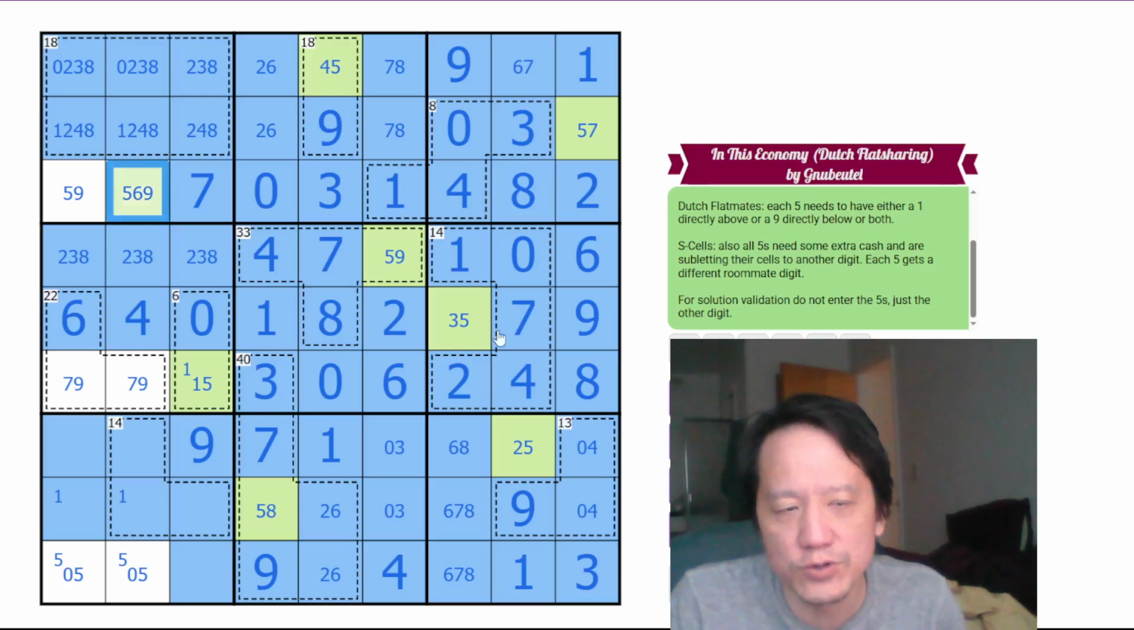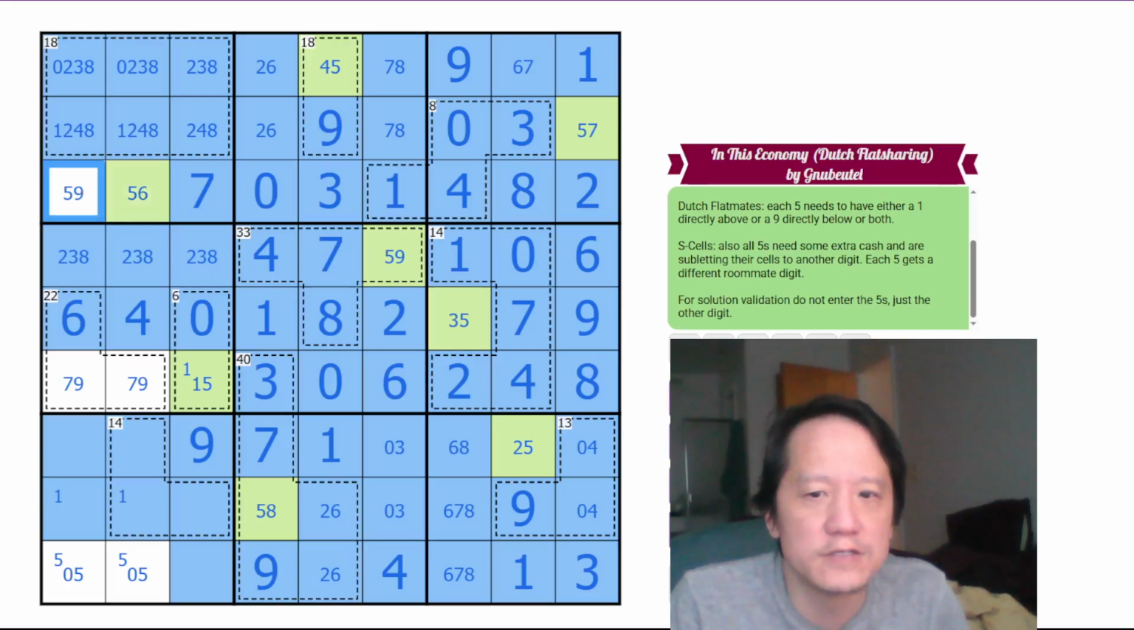So this is the Schrodinger. And this is 9, which is not Schrodinger. So this can't be Schrodinger here. This must be Schrodinger here. So this is 5 and 0.